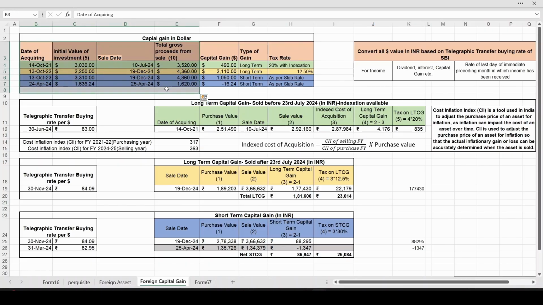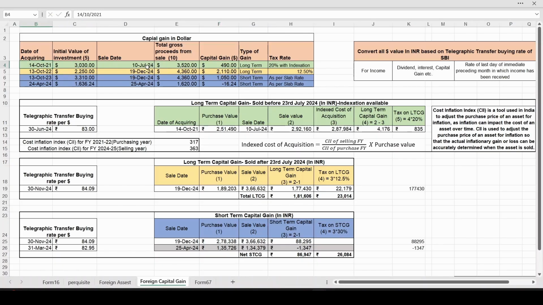These values I have taken from the last sheet. Date of acquiring is the date of purchase. So these are our purchase dates. Initial value of investment is the purchase value of investment. So these are our purchase values. Sale date: these are our sale dates. Gross proceeds from sale are the sale values. So these are our sale values. Capital gain in dollar would be sale value in dollar minus purchase value in dollar.